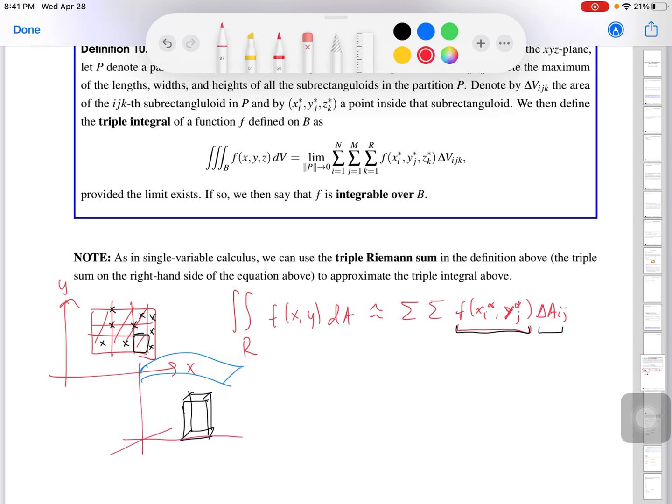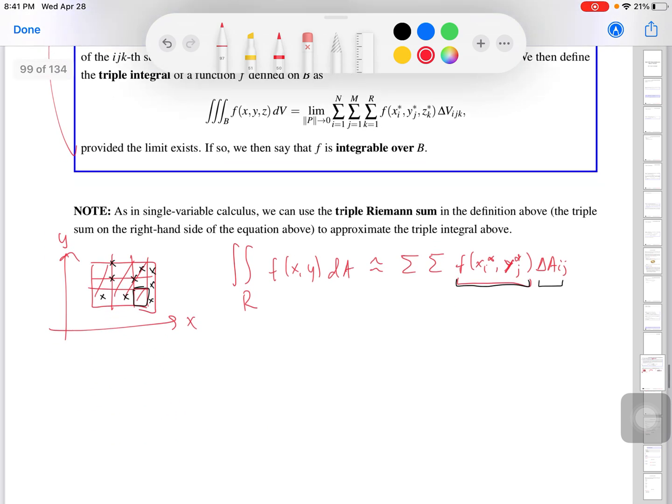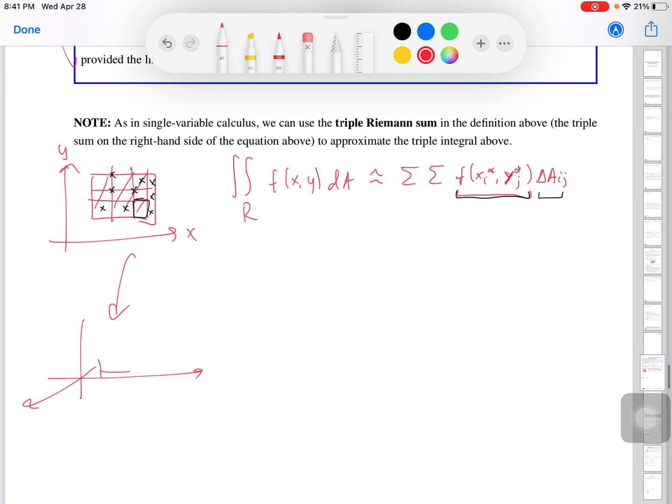So remember that picture. This is a very quickly drawn picture just to remind you what we were doing in the previous video. So we're going to generalize all of that in this definition and in this video to functions of three variables. So the rectanguloid region I want you to think of is kind of like the 3D version of a rectangle. So think of the 3D version of a rectangle as if it were a box, or later on we'll think of this as a loaf of bread.